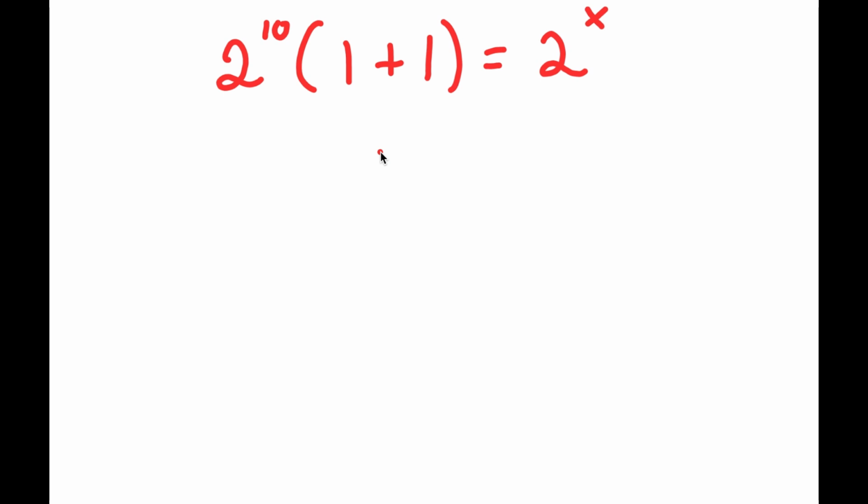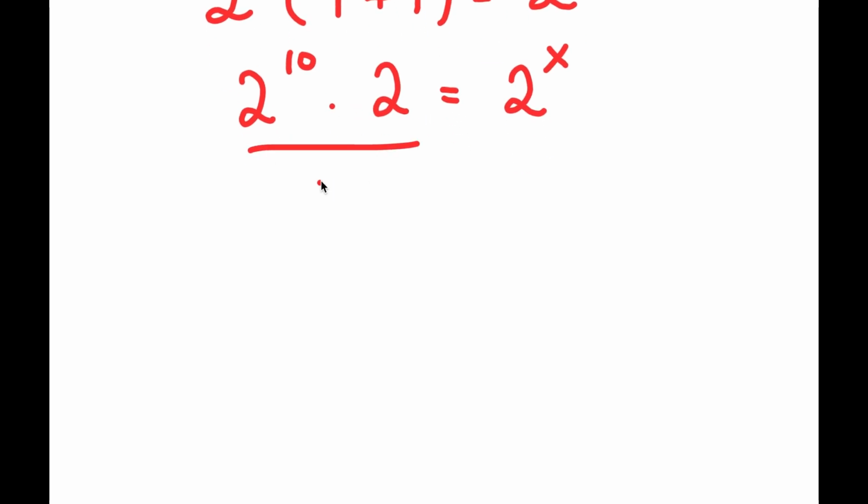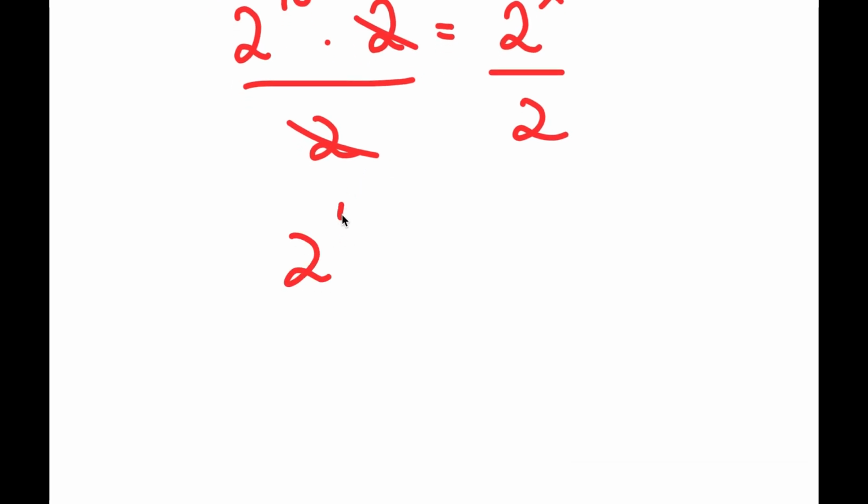And 1 plus 1, that's equal to 2. So I get 2^10 times 2 is equal to 2^x. And now if I divide both sides by 2, I get 2^10 is equal to 2^x divided by 2.